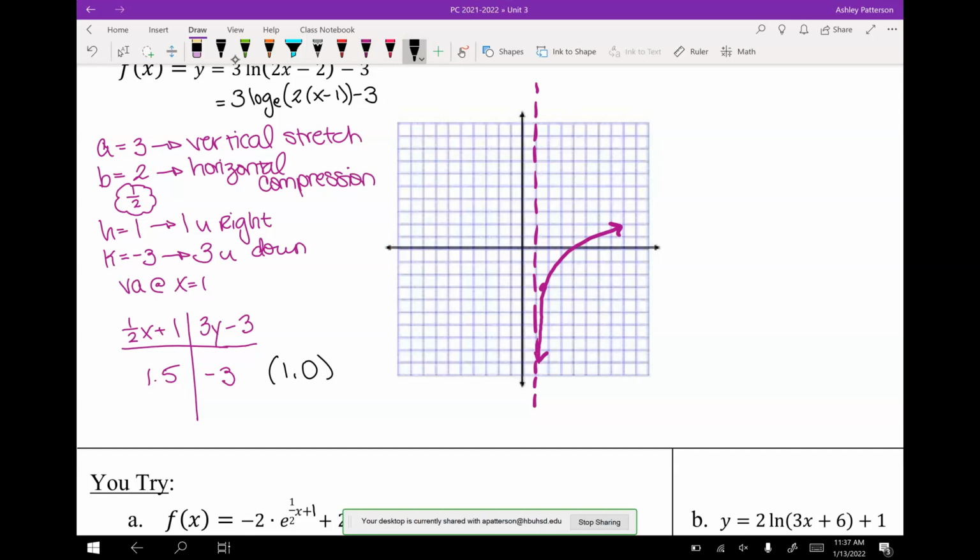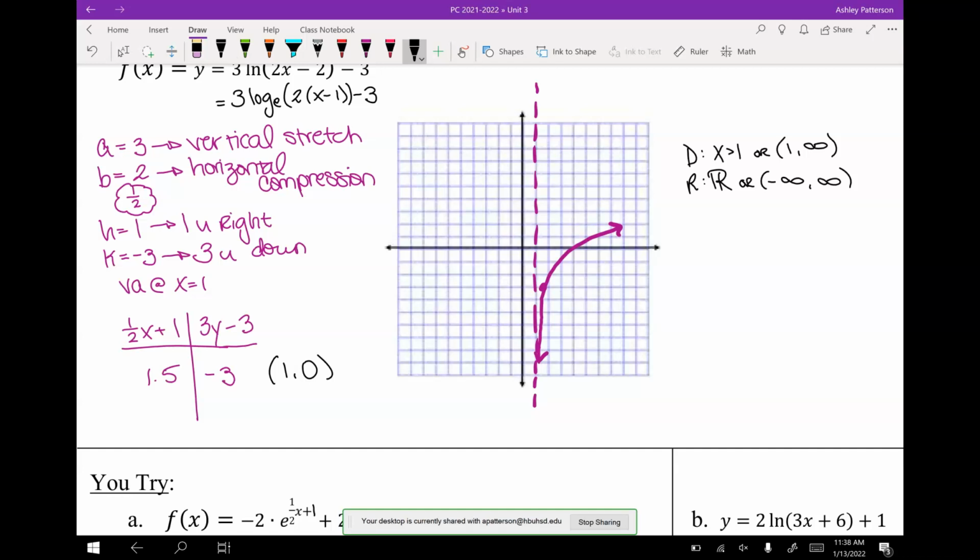What's the domain? Good. 1 to infinity. So x is greater than 1, and I'm super impressed you guys have all been using the interval notation today. Great job. What's the range? All real numbers. Yay. Whew! Any questions on natural log?